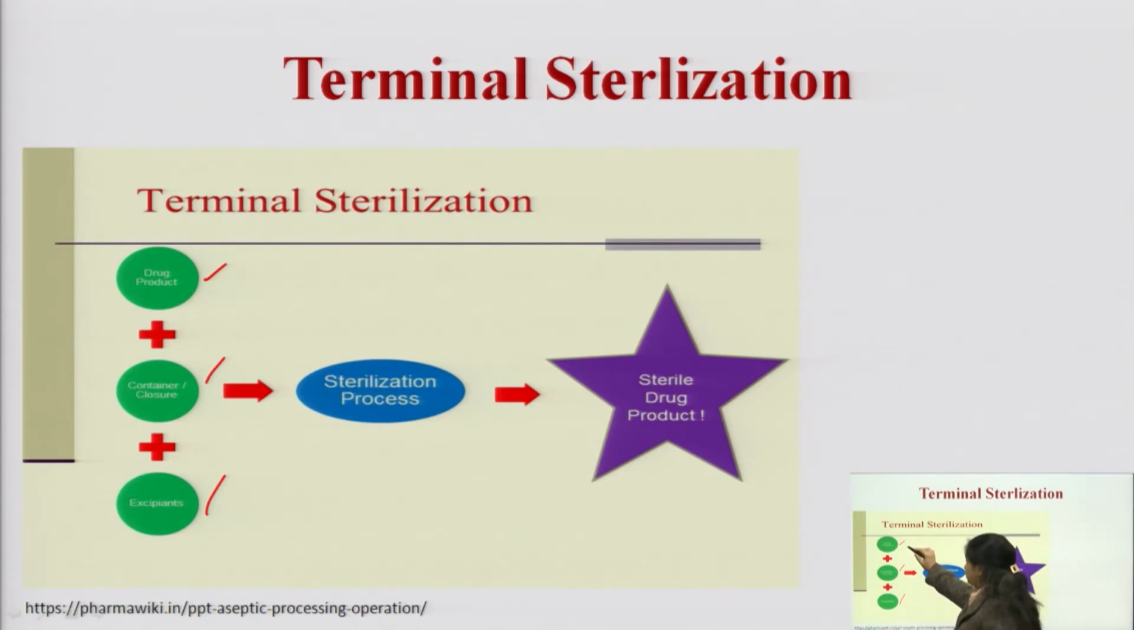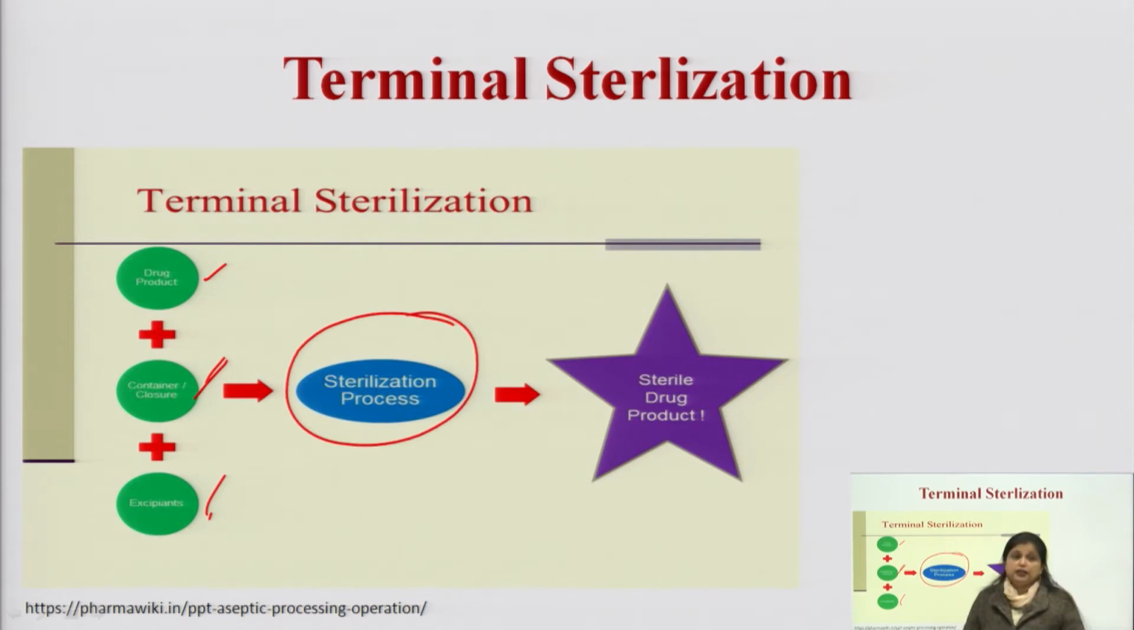Once the formulation, drug product and excipient have been formulated and added together, they are added to the container in which they need to be packed. Once the whole product has been packed within the container in which we need to dispense it, after packing we go for sterilization. That means drug product sterilization: after preparing, you add it into the container in which you want to sell the product, and then you keep it within the autoclave, go for autoclaving, and sterilize at the end.